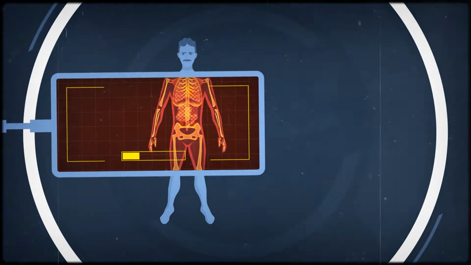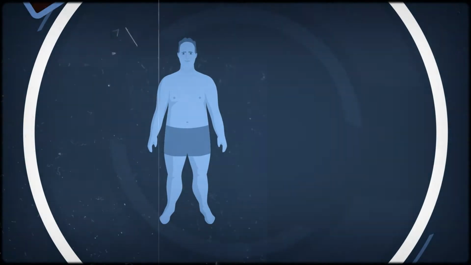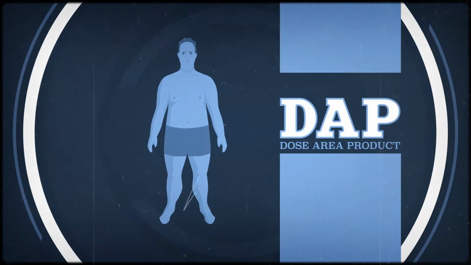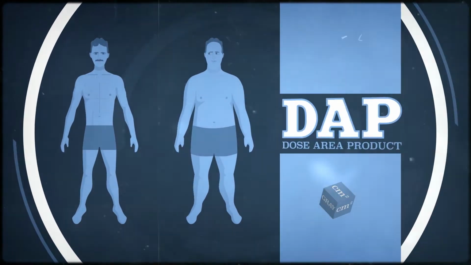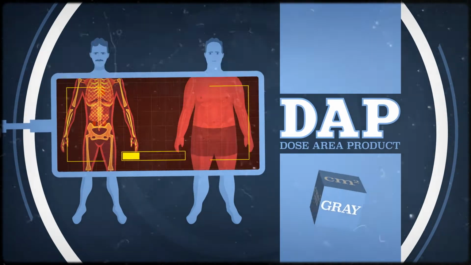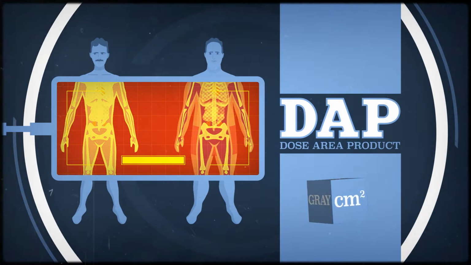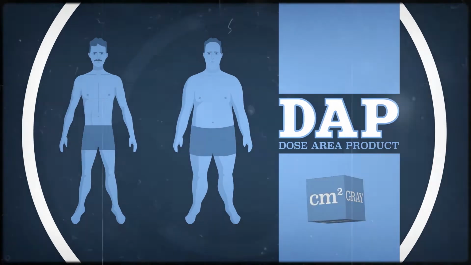For a better measure of the total radiation delivered to the patient and the risk of cancer, the area exposed also needs to be considered. This is done through the use of the dose area product, or DAP, sometimes called the Kerma area product, measured in Gray centimeters squared. Most systems also report the total fluoroscopy time, but this doesn't include the frame rate or exposure settings used, so it's a poor measure of the radiation exposure.